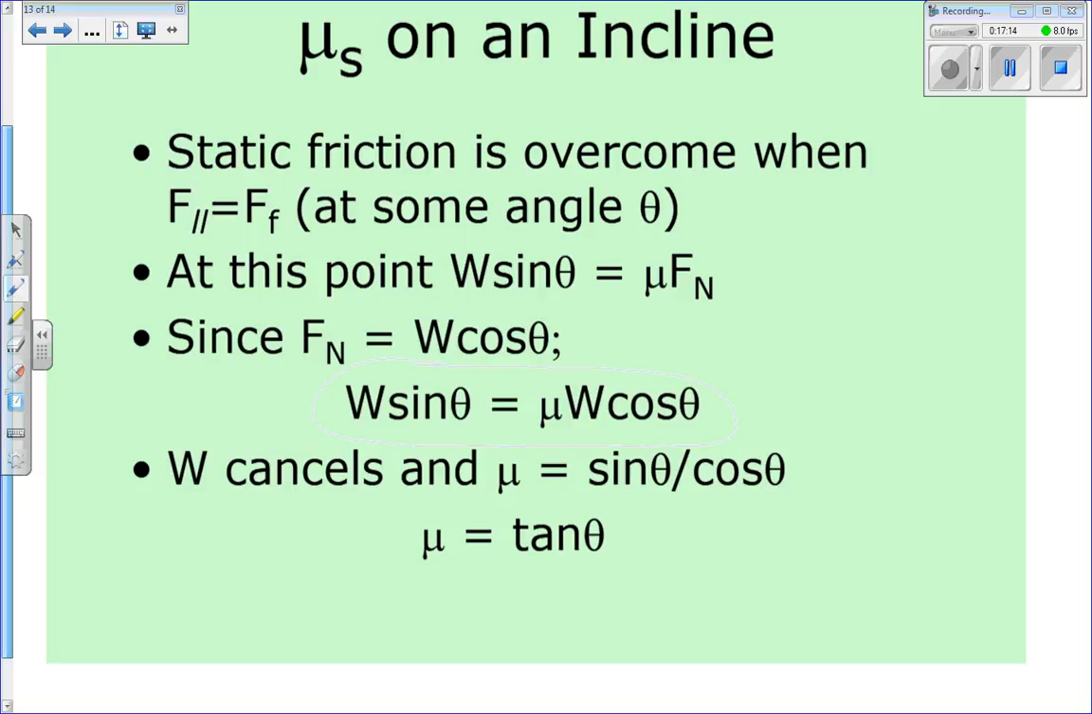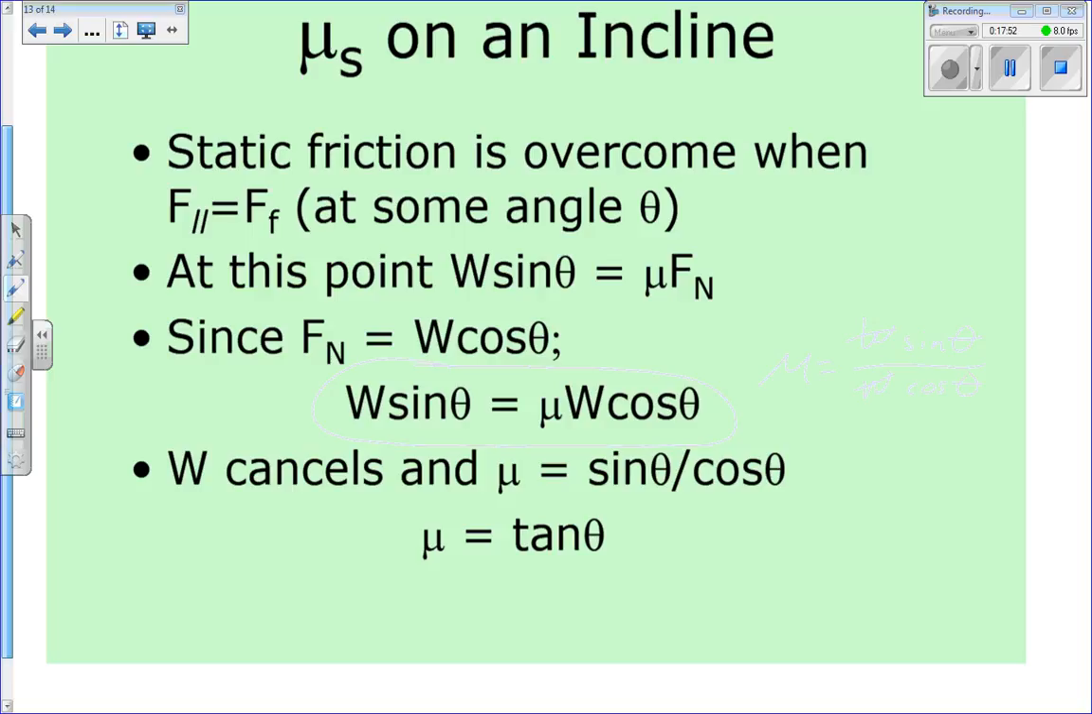Then if you divide both sides by the weight times the cosine of the angle, you'd have weight times the sine of the angle divided by weight times the cosine of the angle. Weight would cancel out because it's on top and bottom, and sine divided by cosine is equal to the tangent. So once the object starts to slide on an inclined plane, the coefficient of friction is equal to the tangent of that angle, whatever angle that is.